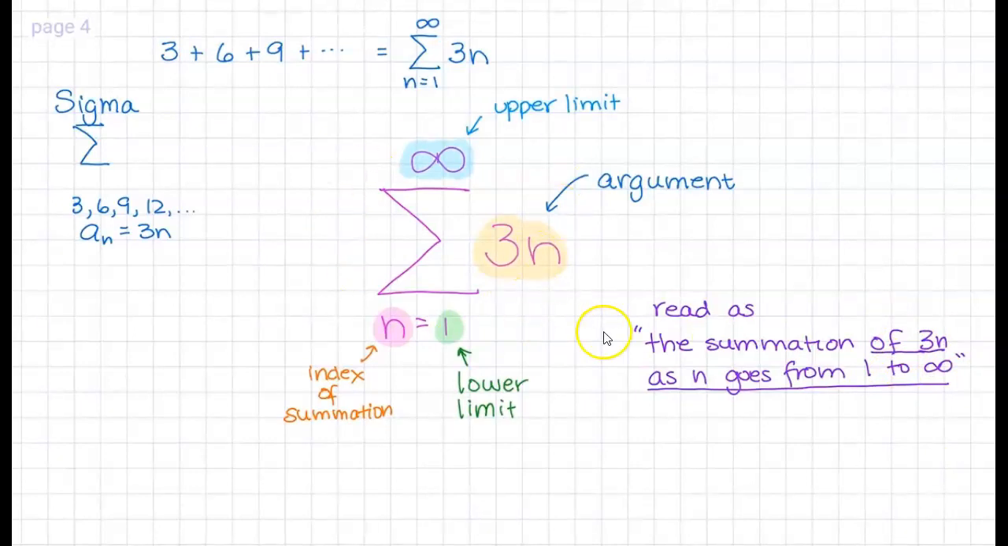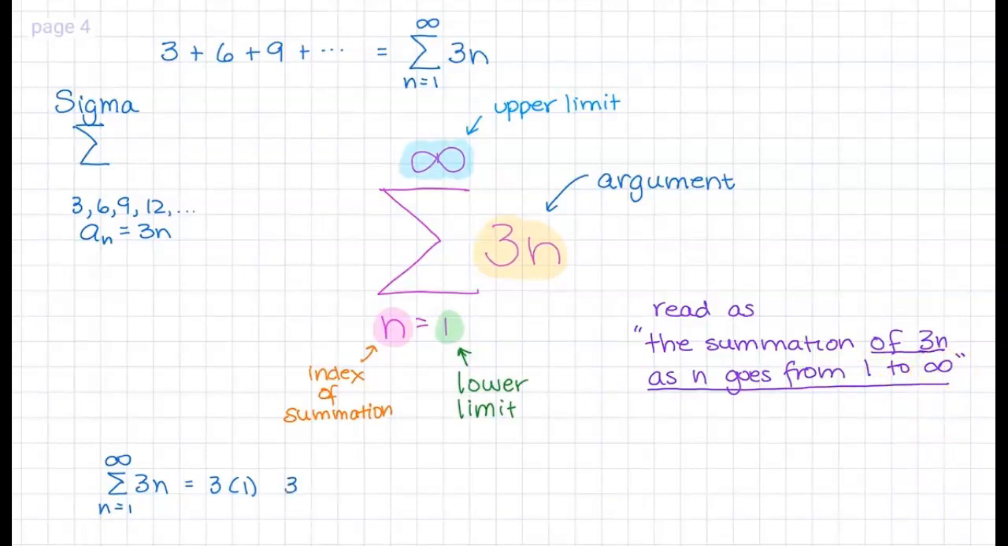So, okay, what does that actually mean? What that means is this. I'm going to go ahead and put it down here again. The summation of 3n as n goes from 1 to infinity. So that means you're going to take 3n, but let n equal 1. So you're going to start at 1. And then remember, n is not just equal to 1. Even though we write n equals 1, n goes from 1 to infinity. So it's starting at 1, but then it's going to increase by 1 each time until you get to infinity.